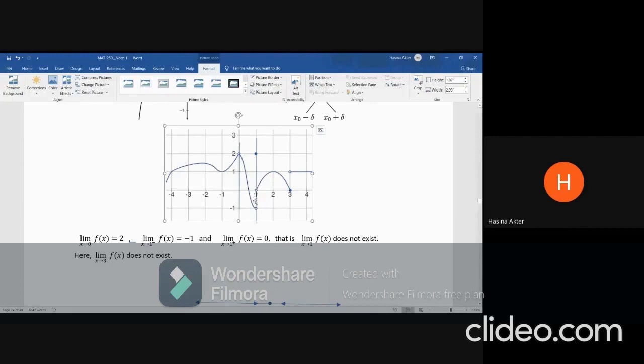Oh, I'm sorry. Here the y value is 0 because this is on the x-axis. So here it is -1, here it is 1, and here it is 0. This is on the x-axis, class.